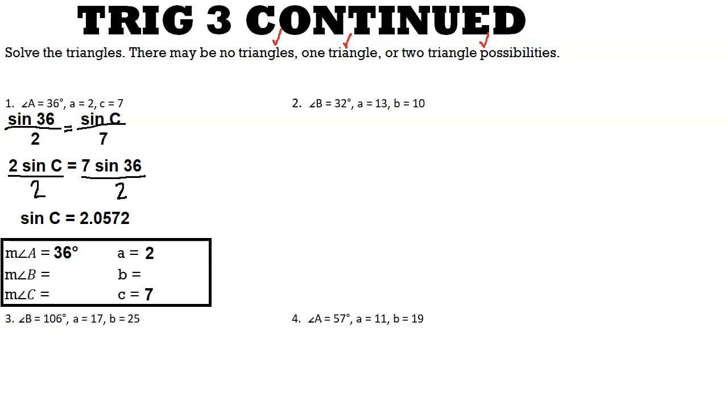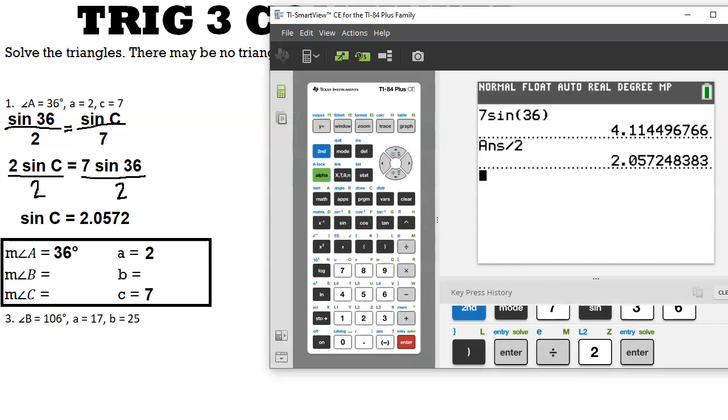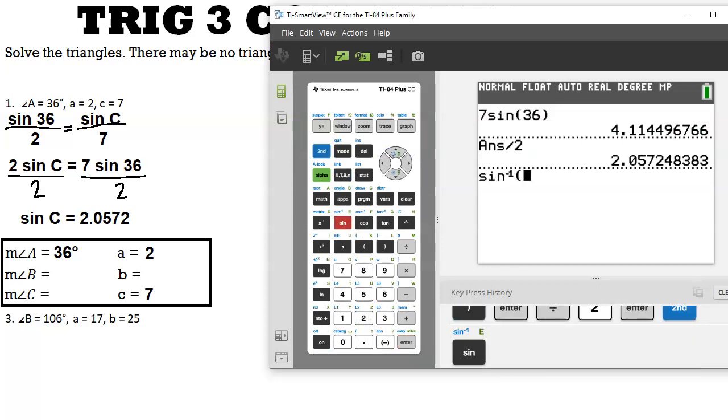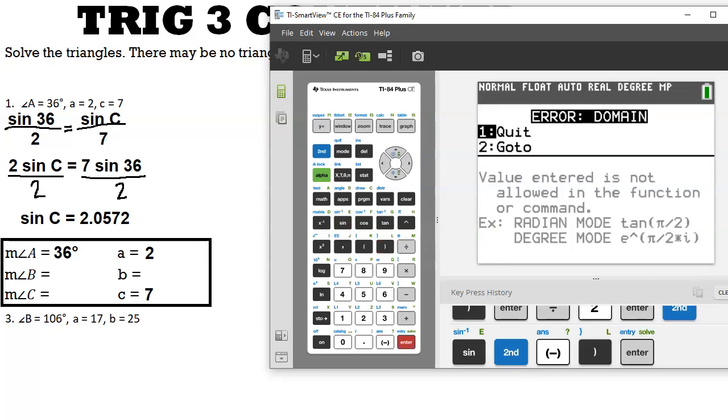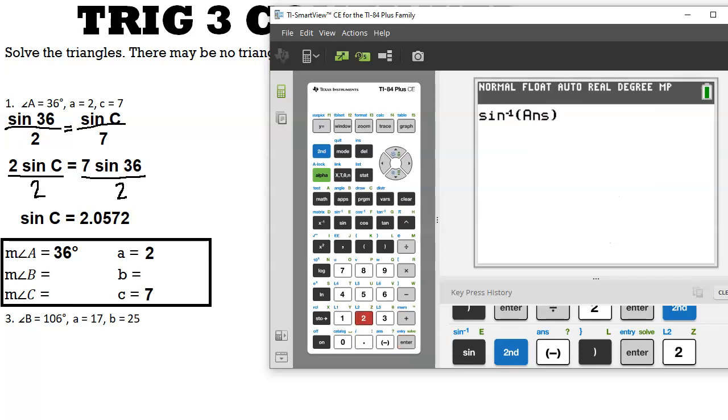You might not know it yet, but we're going to find out here. Remember, whenever we're trying to find a missing angle, we're going to use the inverse function. So the inverse sine of the answer, which was 2.0572. And what in the world just happened? Why did it give me an error?